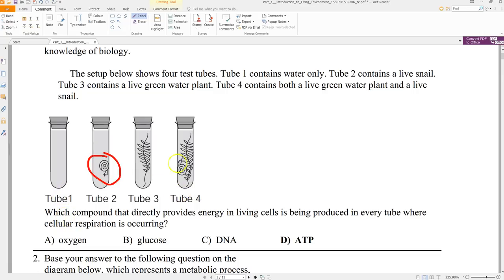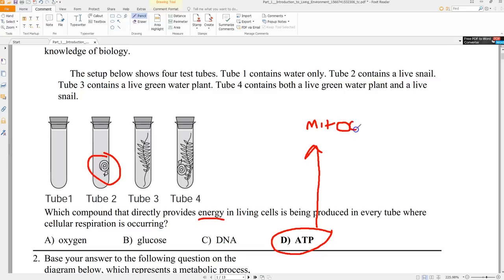well, here we have 4 different tubes. So which compound that directly provides energy in living cells is being produced in every tube where cellular respiration is occurring? So whenever you see the word energy, you have to associate it with ATP. And also ATP is made in the mitochondria.